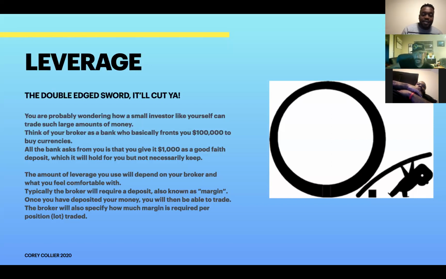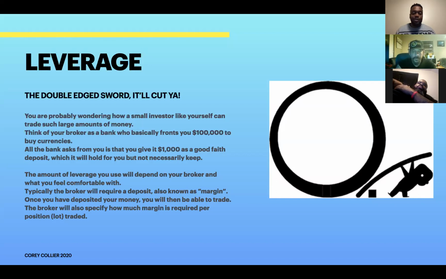Typically, the broker will require a deposit, called margin, to open your trades. And once you have deposited your money, you will then be able to trade. Your broker will also specify how much margin is required per lot size traded. So the margin here, we're going in depth again on it, right? Your lot size determines how much margin is required to open up a trade. Now, the leverage multiplies your account equity, so that you don't have to put up so much capital in order to place a trade, if that makes sense.